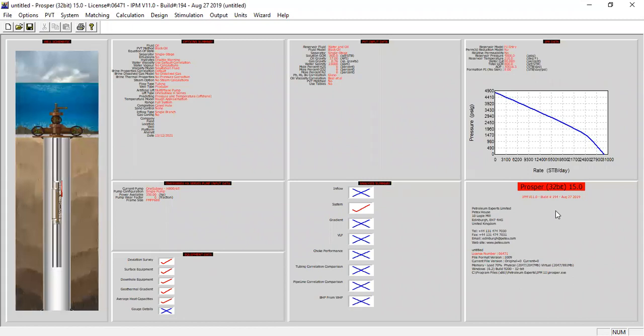In this video, we have exercised the simulation and nodal analysis for an oil well with multi-phase surface pump.